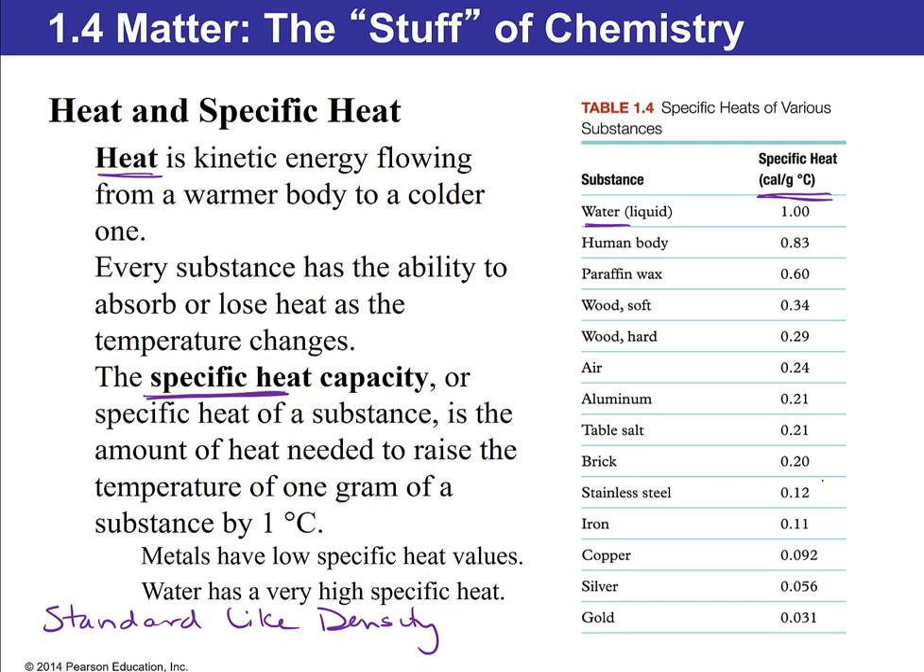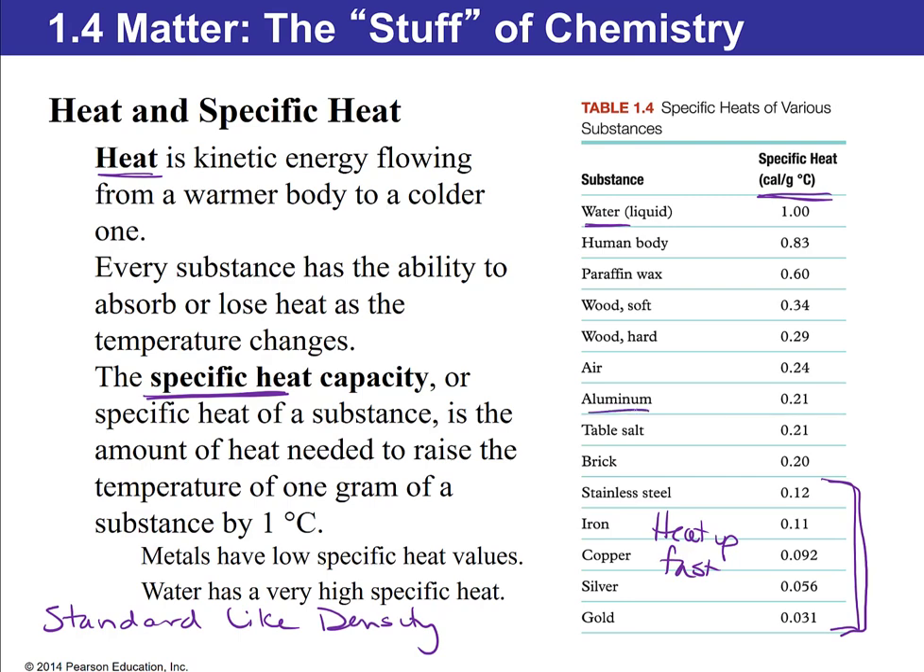So notice that metals do not have to absorb as much energy before they change temperature. Well, that makes sense. You put your fry pan on the stove and turn it on. If it was like water, it would change temperature so slowly. You would have to heat it and heat it and heat it before you could actually cook. So instead, you want to use something that has a very low specific heat, so that heat gets transferred instead of being absorbed by the pan, it gets transferred to your food. So these things will heat up quickly.